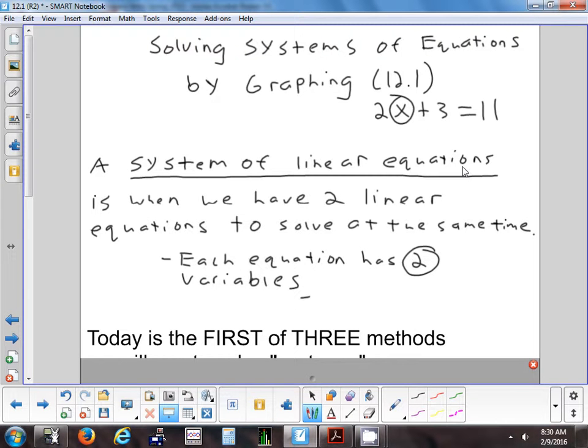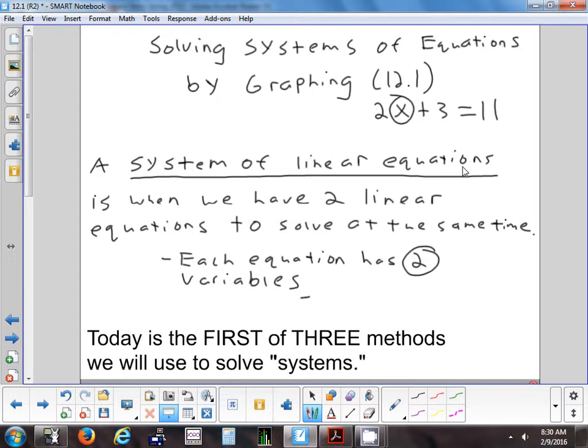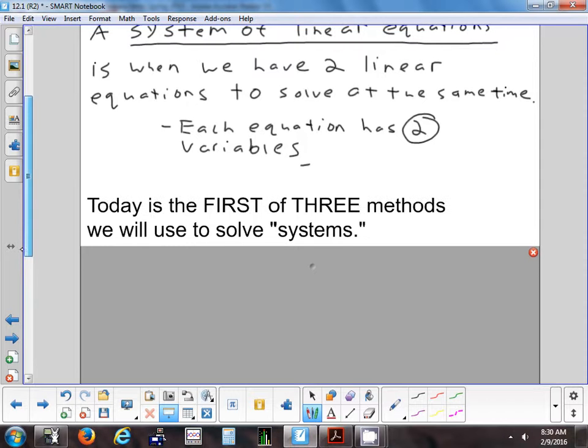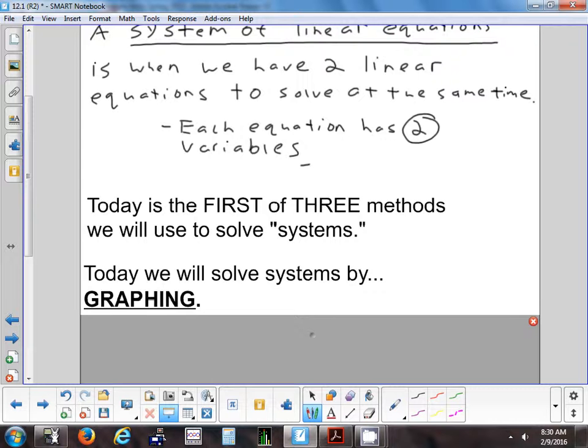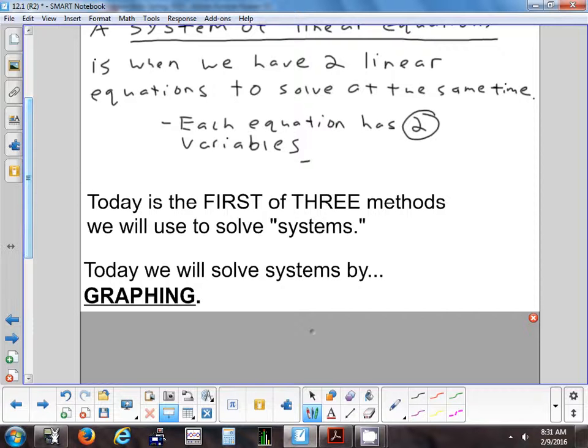Guys, on your sheet, you have about four lines. You're going to fill it in with, it says A, and you write in each blank, system of linear equations. So fill in each blank with those 4 words. And then where it says which means, you're going to write next to the little dash, each equation has 2 variables.